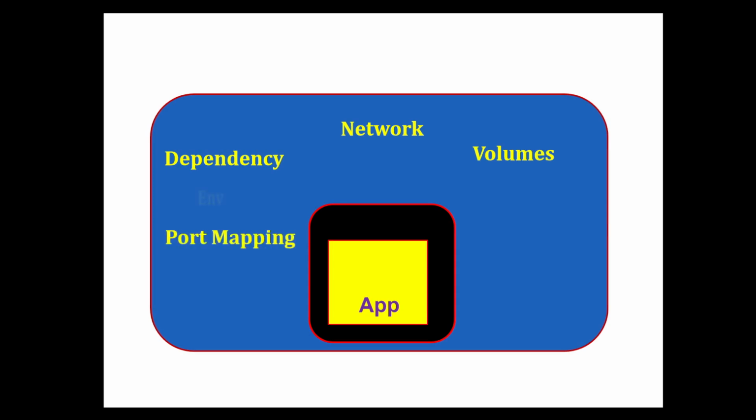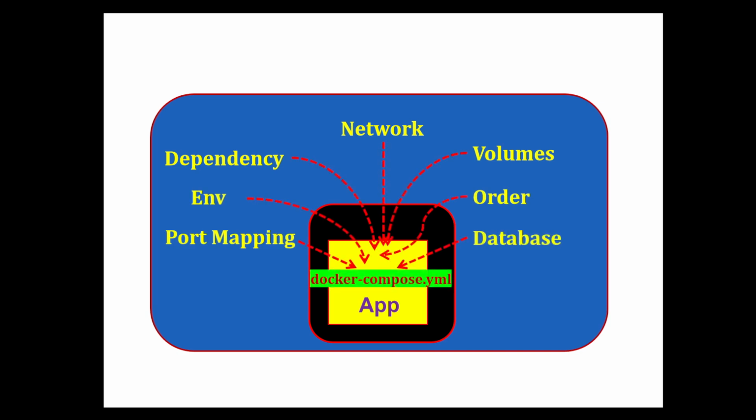Is there any one-place solution wherein we can keep all these things, like network dependency, volumes, port mapping, order and database? All these things we need to manage in one place. And what is that one place? That is the Docker Compose file, a YAML file, wherein we are going to mention everything related to the microservices. So it's a Docker Compose.